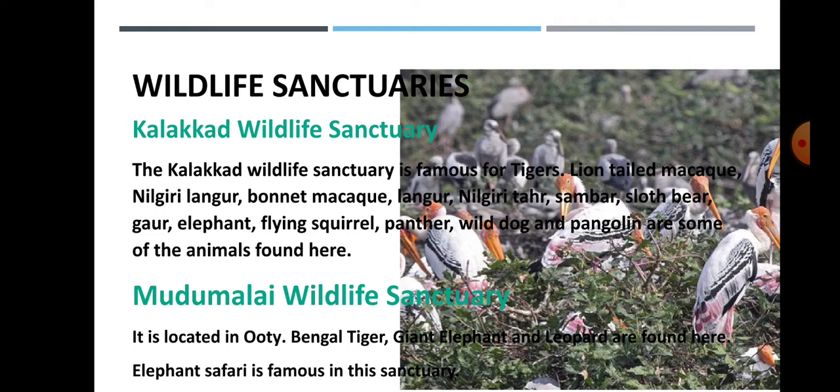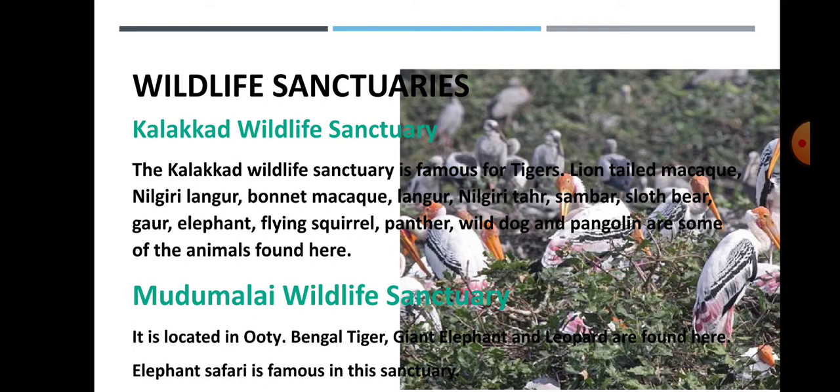So now let us move to the next wildlife sanctuary, Mudumalai Wildlife Sanctuary. This you might have seen often, but it is not for everyone. You cannot get into it. It is located in Ooty. There you can see Bengal tigers, giant elephants, and leopards. Elephant safari is famous in this sanctuary. You can always see elephant safari, where you travel on the back of the elephant. Okay, so you can go and visit there. So it is in Mudumalai.